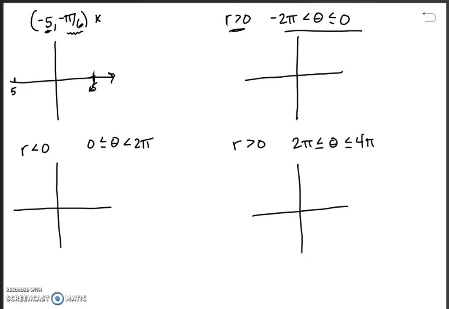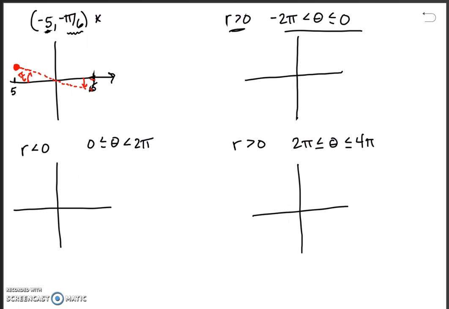Now, because the r is negative, I'm going to take my present location here and reflect that through the origin. So that's going to put my final location for that polar point there in the second quadrant. I know that this amount of rotation from the positive x-axis is the same as the amount of rotation from the negative x-axis. So that amount of rotation here is pi over 6. So here's the location of that first polar point.